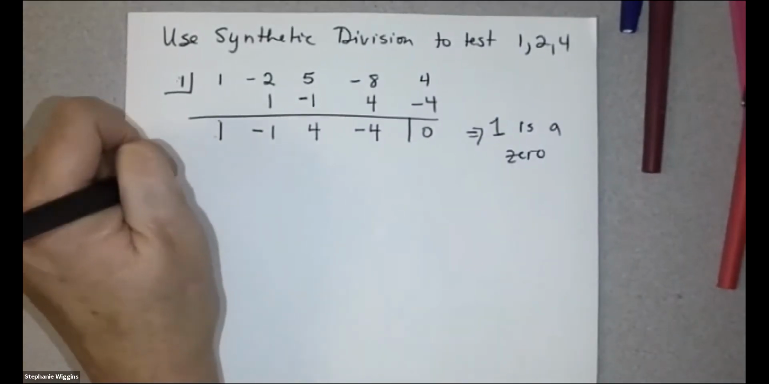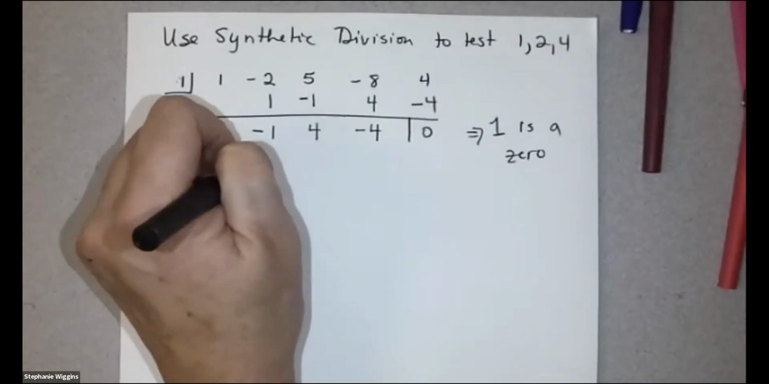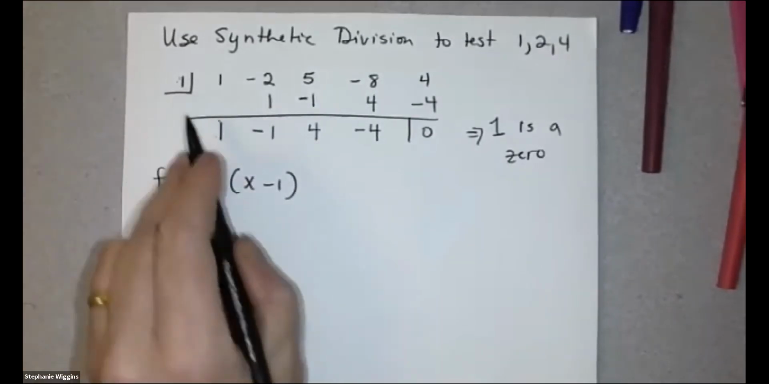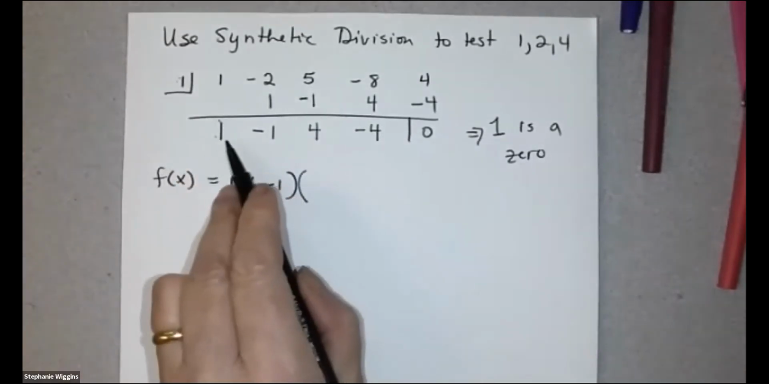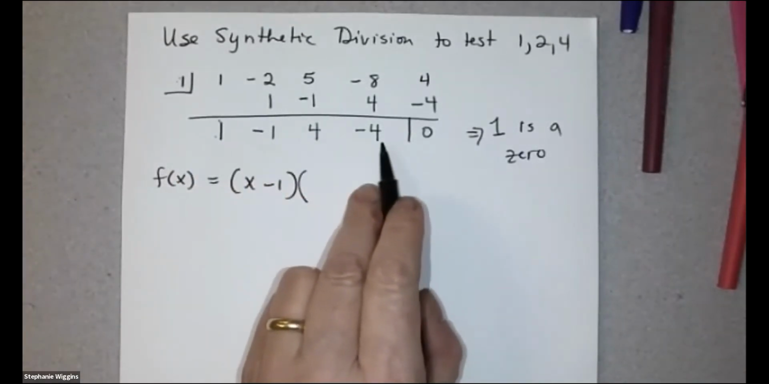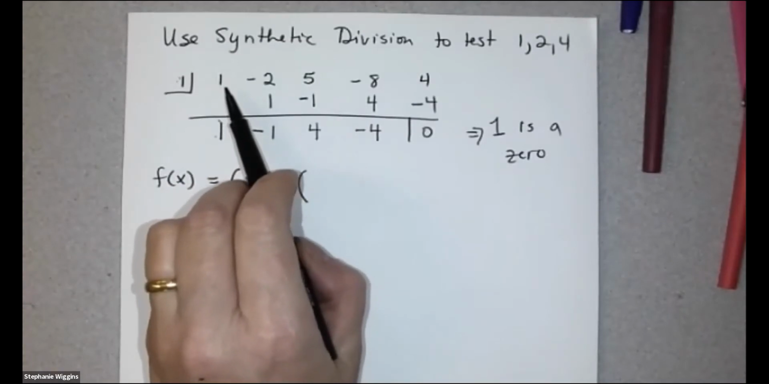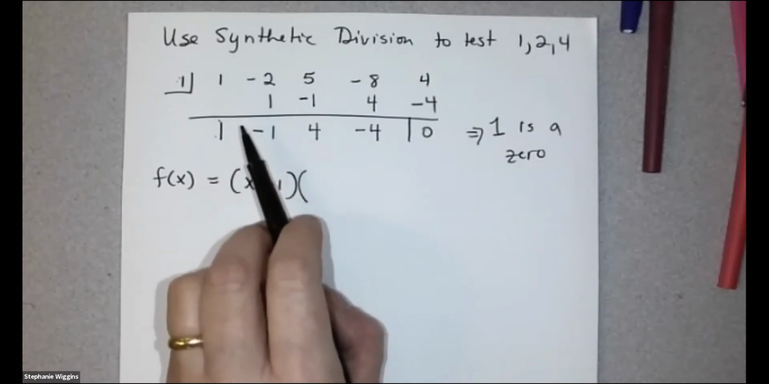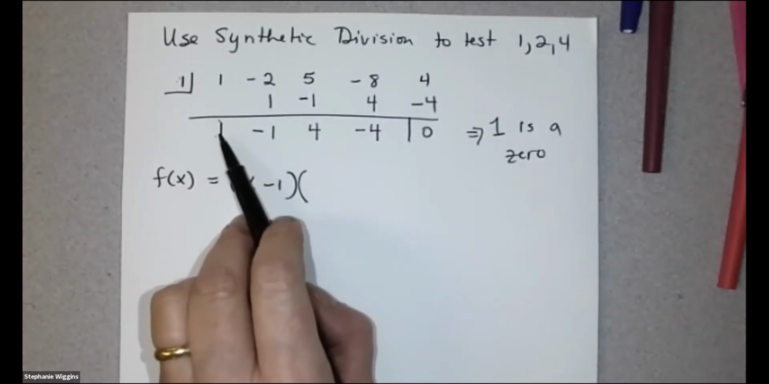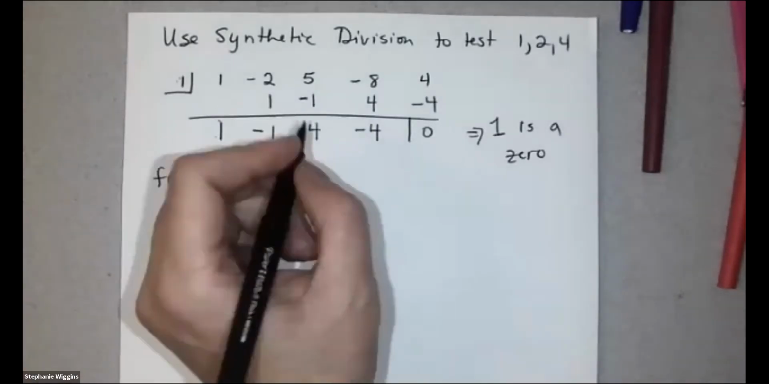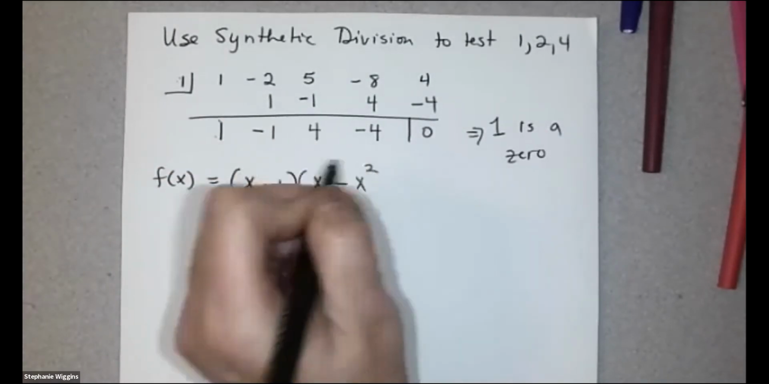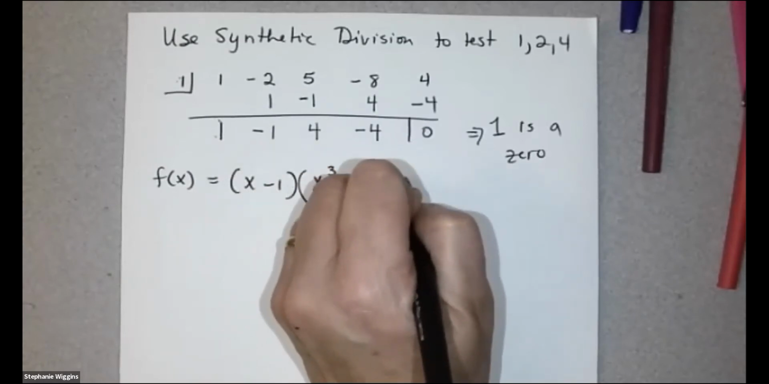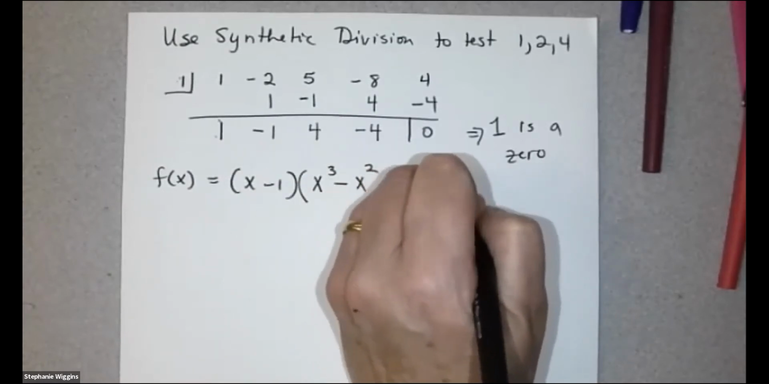So my function is x minus 1, right? You take the opposite, you subtract this number, so x minus 1 times, these are the coefficients of my quotient. So this 1 here is in front of x cubed. I'm sorry, x to the 4th, so this is the 1 in front of x cubed. So this becomes x cubed minus 1x squared plus 4x minus 4.